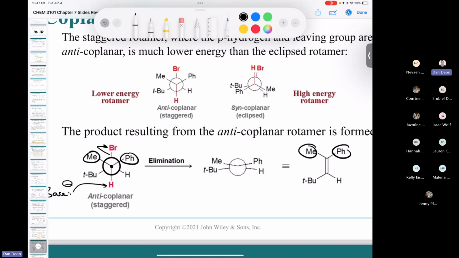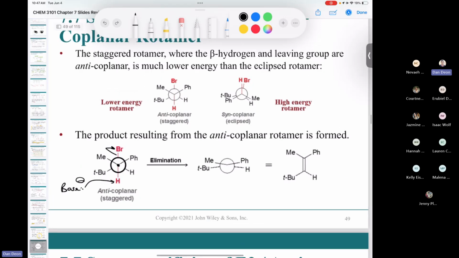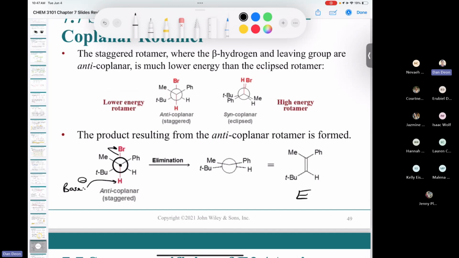Okay, good. But what's on the same side of the double bond as the methyl? You see that if the double bond is being formed between these two, the methyl is on the same side as the tert-butyl, and the phenyl is on the same side as the hydrogen. So in this particular case, we end up with the E product, right? Because the tert-butyl and the phenyl take precedence. So it's the E product.